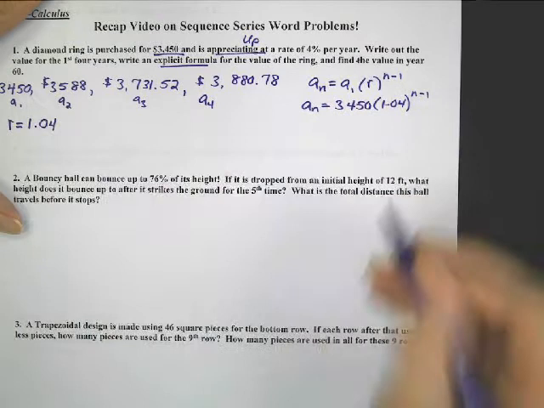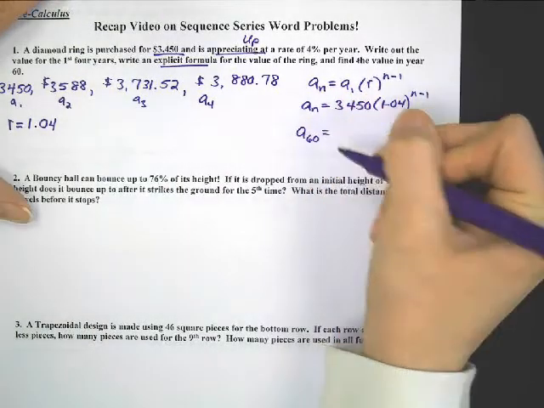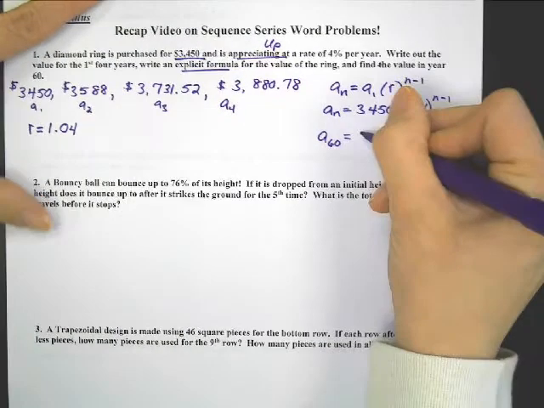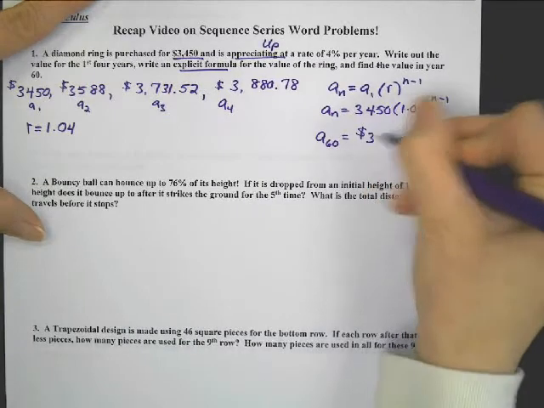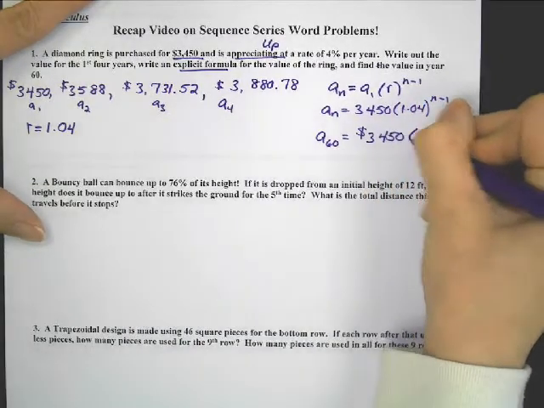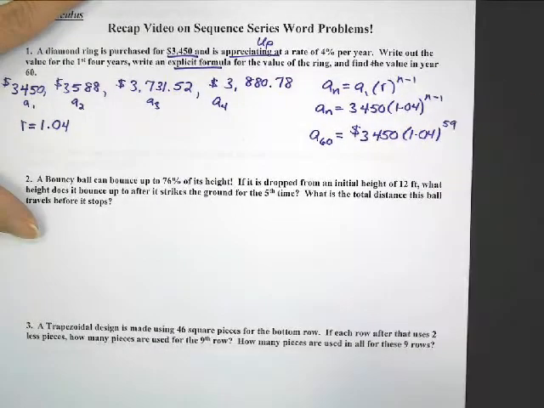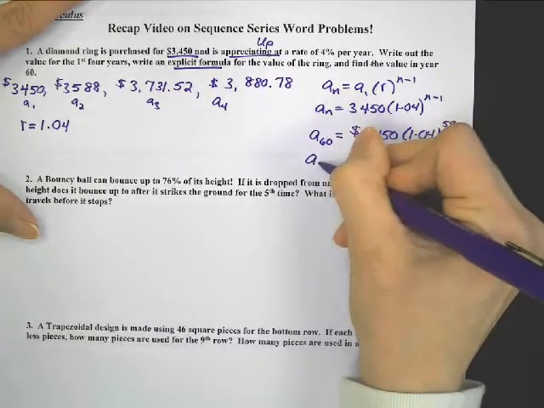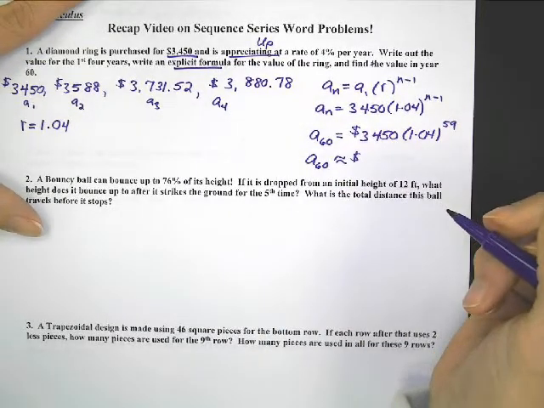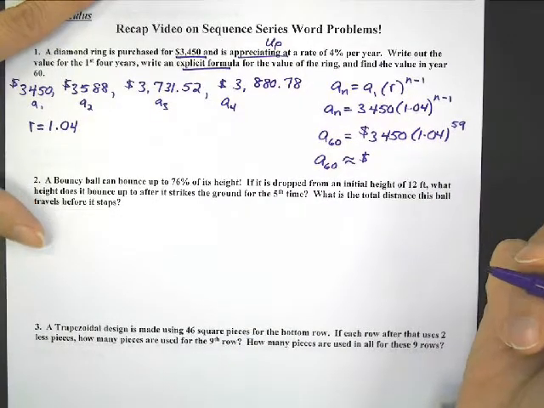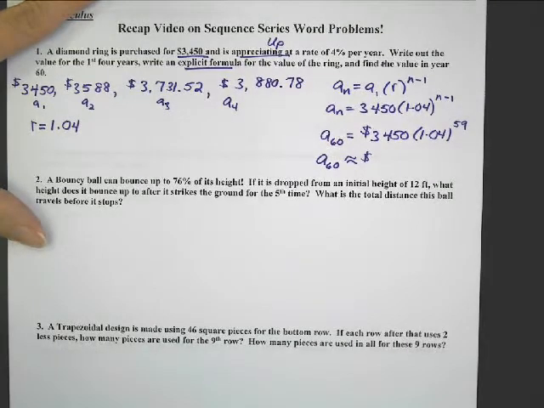Find the value in year 60. So they want me to use this formula to find the value of the ring in year 60. So let's go ahead and do our calculation there. 3,450 times 1.04. 60 minus 1 is only going to be to the 59th power. And the ring is approximately, please play along and type it in. Okay, tell me what you got.